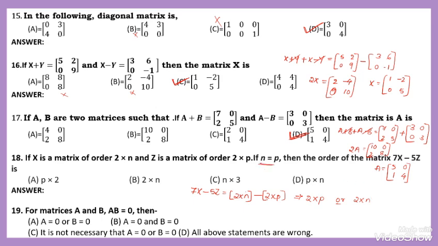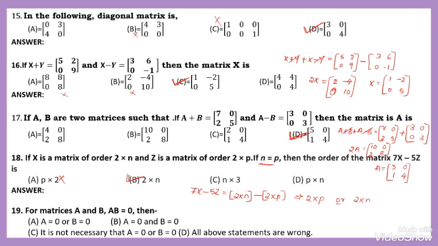You will take 2 cross n, otherwise 2 cross p while checking the option. Here p cross 2 is not possible. 2 cross n, okay. Option B is the same. Again, n cross 3 is not possible, p cross n is not possible. If the answer is possible, it is only 2 cross p or else 2 cross n. In between these two answers, option B is correct.